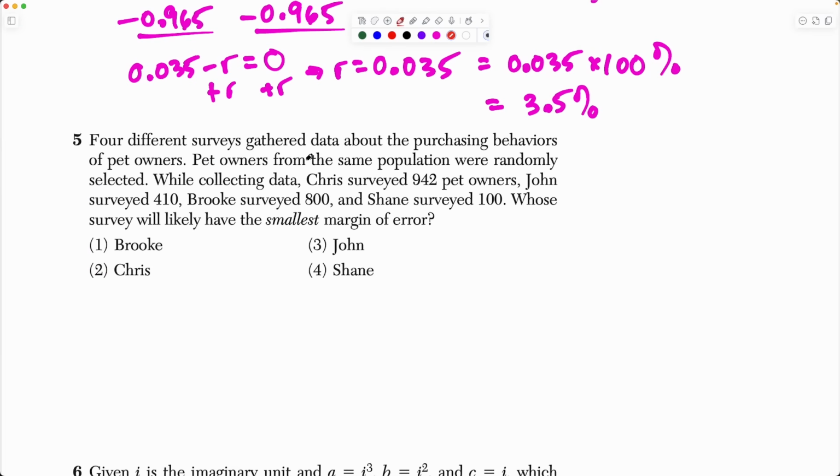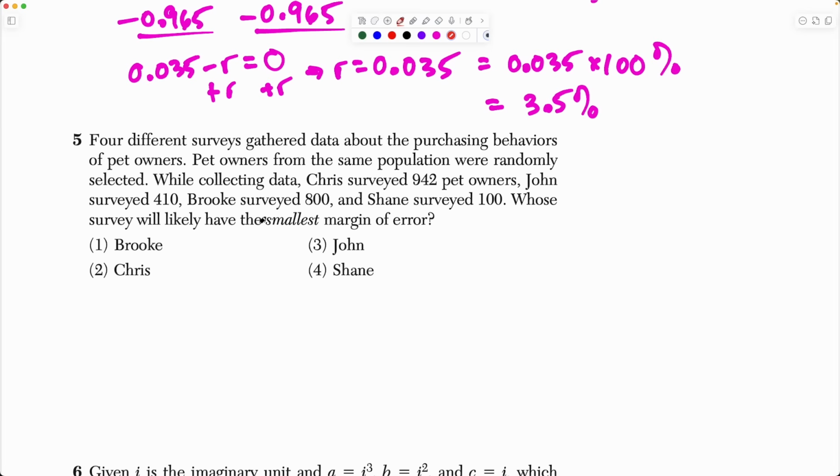Question 5, 4 different surveys gathered data about the purchasing behaviors of pet owners. Pet owners from the same population were randomly selected. While collecting data, Chris surveyed 942 pet owners. John surveyed 410, Brooke surveyed 800, and Shane surveyed 100. Whose survey will likely have the smallest margin of error?